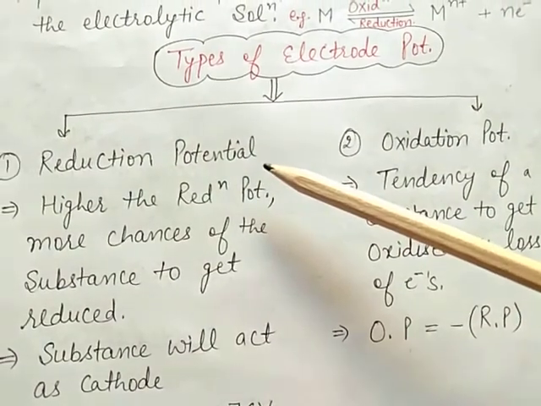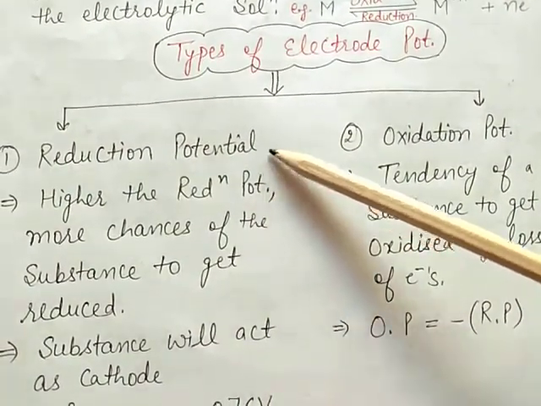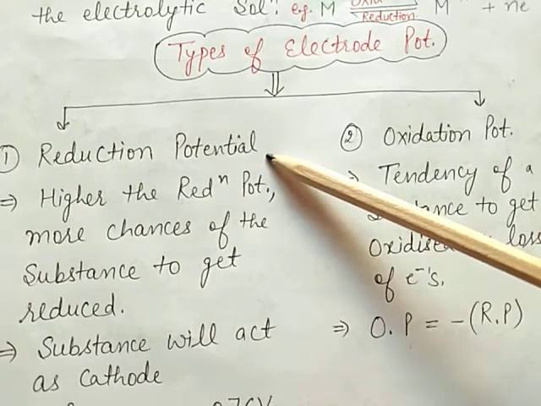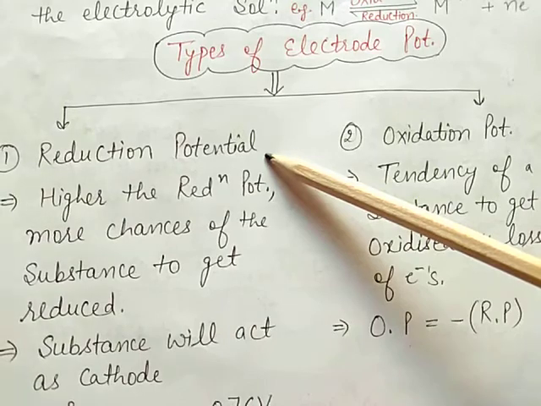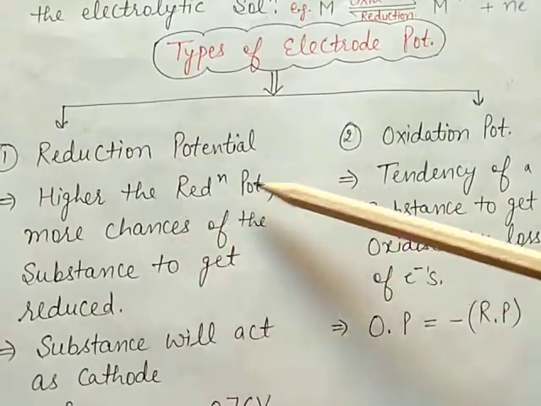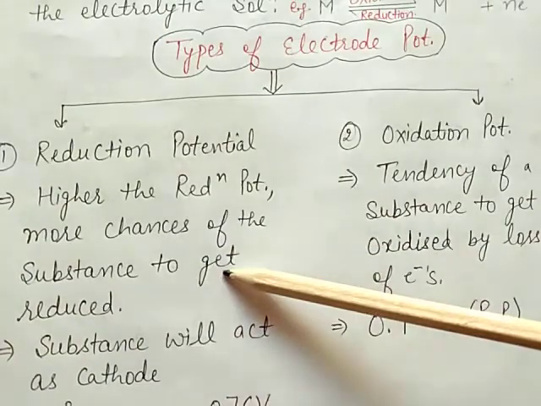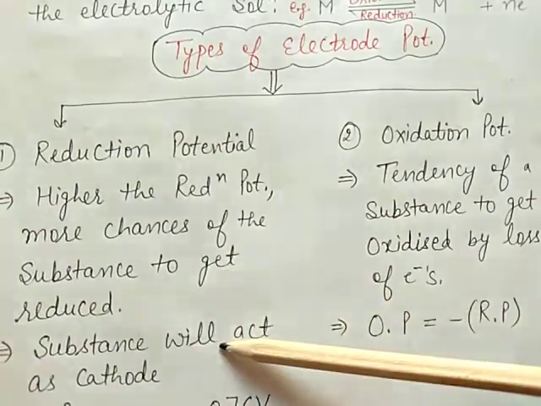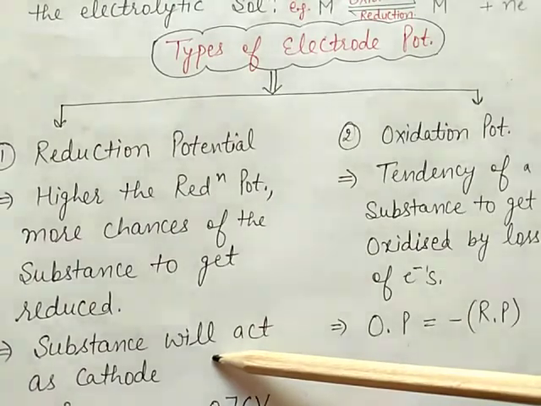First, I will discuss the reduction potential. Reduction potential means a tendency of a substance to get reduced by the gain of electrons. Higher the reduction potential, more chances of a substance to get reduced. It means the substance will act as cathode, because on cathode reduction takes place.